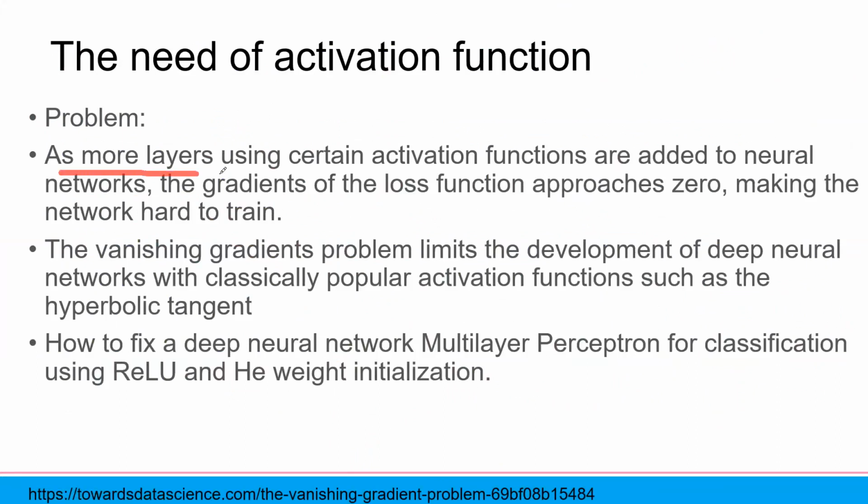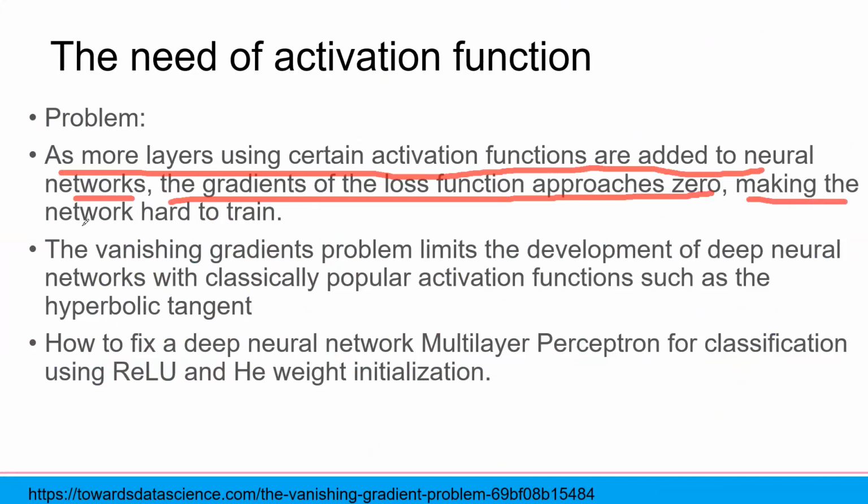As more layers using certain activation functions are added to neural networks, the gradient of the loss function approaches zero, making the network hard to train. If it is going to be zero, because 0 multiplied by 0 is 0, then the network will not be good. So we need to avoid that.